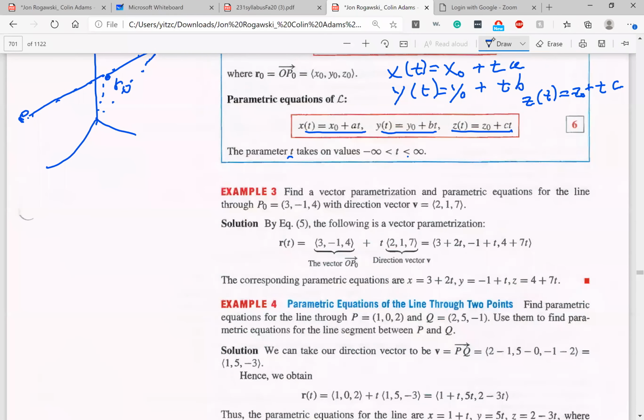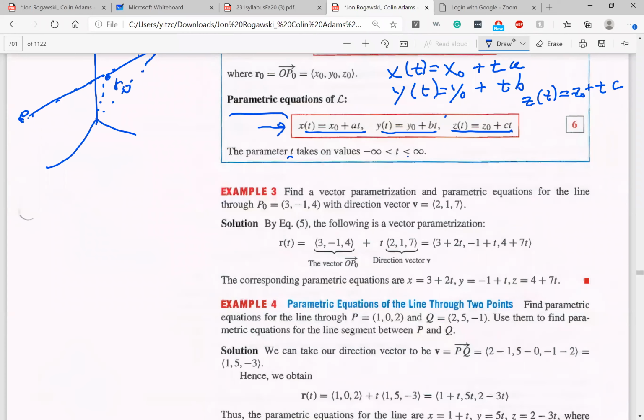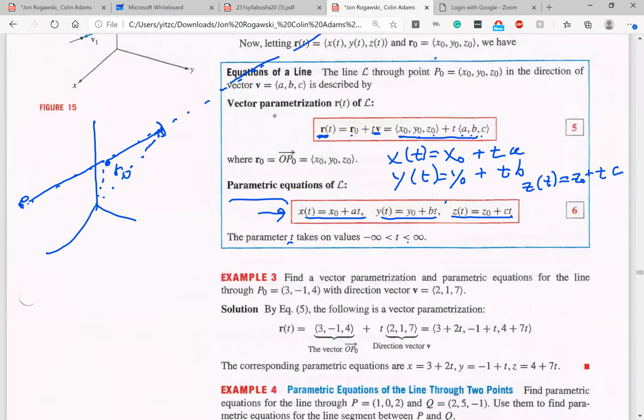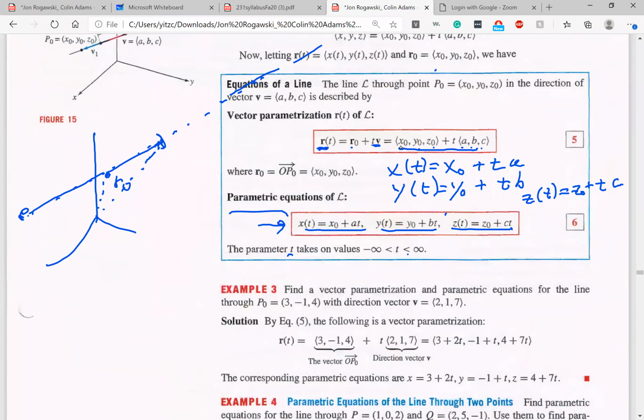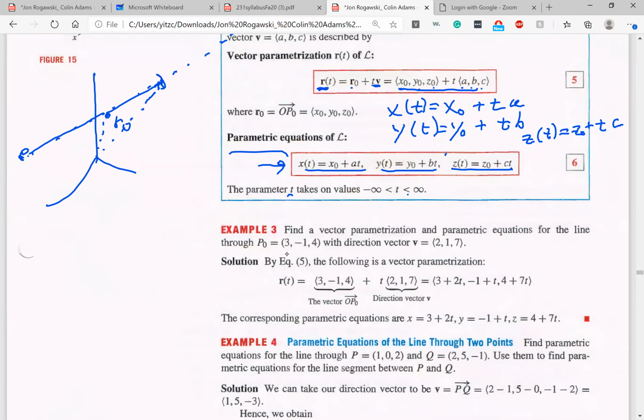So now here's an example. They want to find a vector parameterization and a parametric equation. These are the parametric equations, each one of these, the x, the y, and the z. And the other one is the vector parameterization. So they want us to find the vector parameterization. This is in vector form because you're keeping this vector, and these are not. So they want to find the vector parameterization and the parametric equations for the line through the point P naught with the direction V equal to 2, 1, 7.